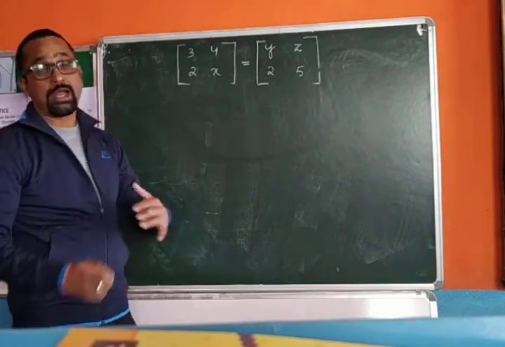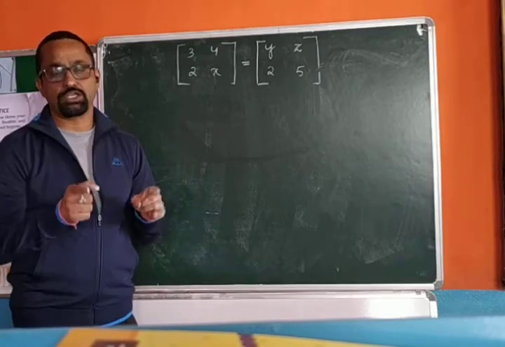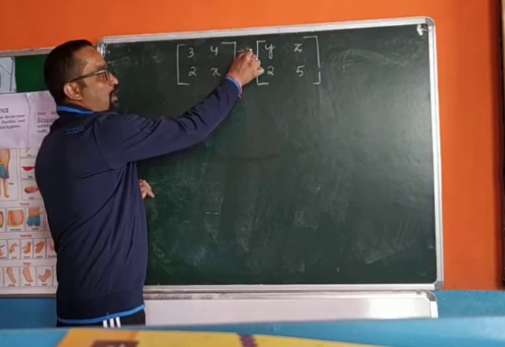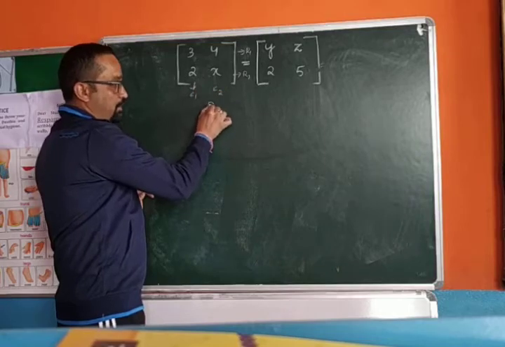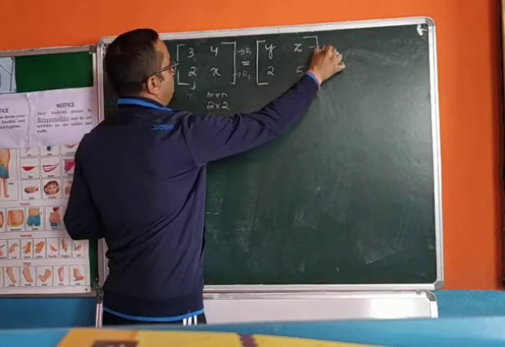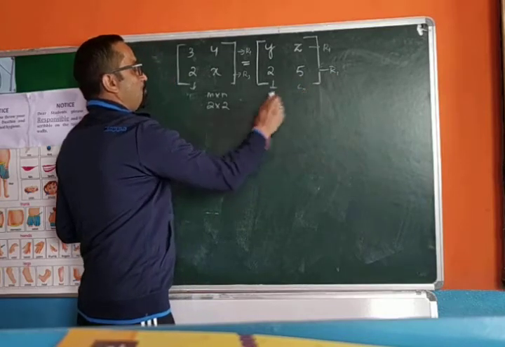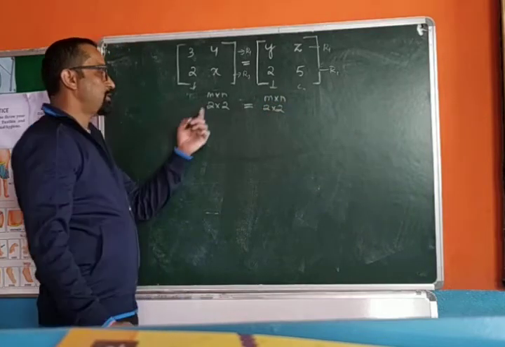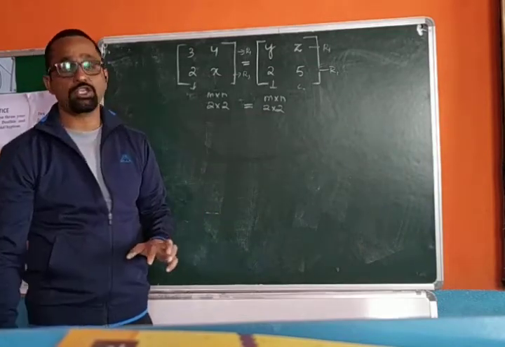Then you can't follow the first rule for equal matrices when the elements are not known. You need to follow the second one, that is order: row 1, row 2, column 1, column 2. So the order of this is 2 cross 2, n cross n. And since they have the same order, these two matrices are equal.